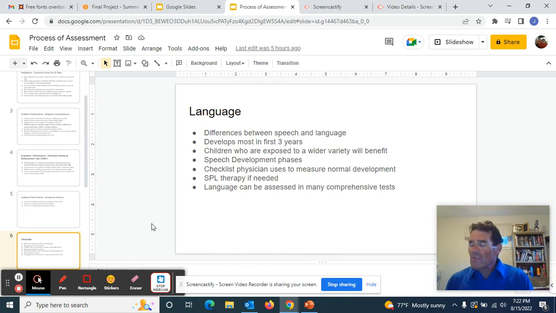As they get older, about 18 months old, they can usually say about 8 to 10 words, and they're usually things that they need. So they can do that. And there are checklists doctors use to see where the child is developing in a language form.